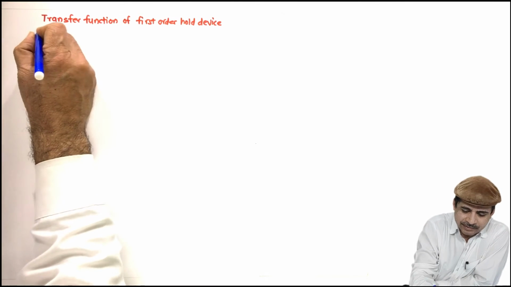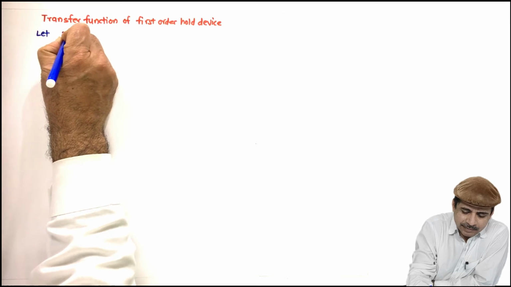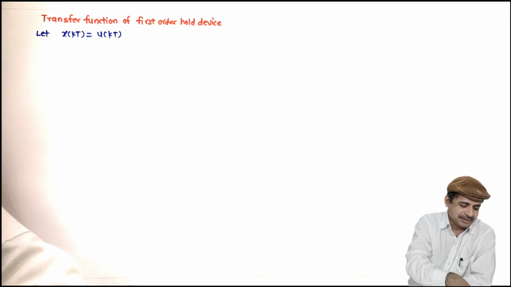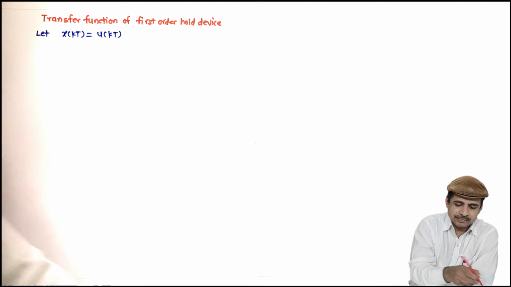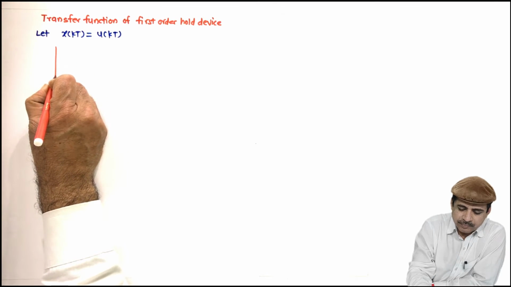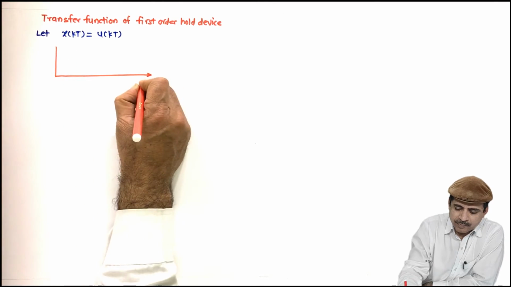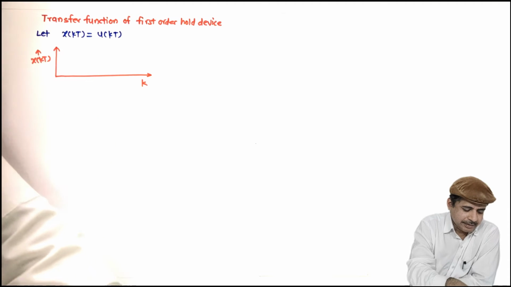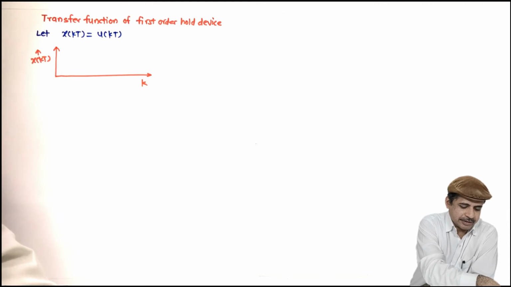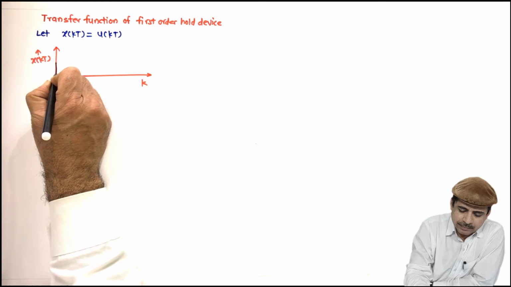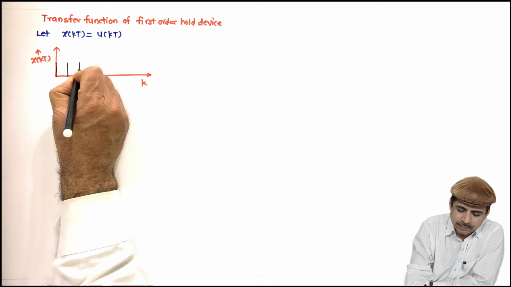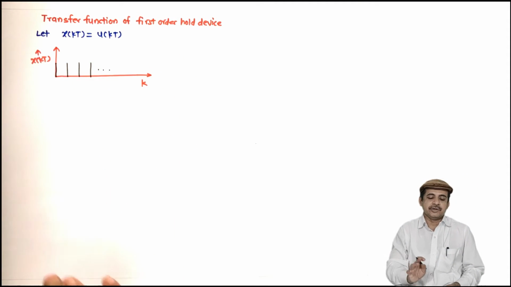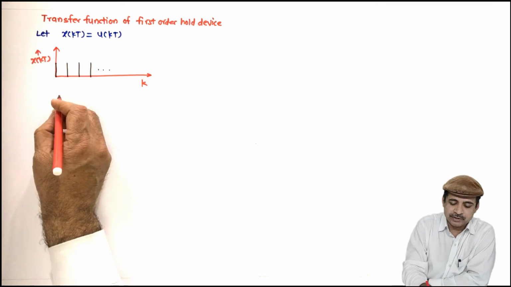So let us consider, let x of kT is u of kT, same signal. So what we have now is k, and this is x of kT, and x of kT is the unit step signal, discrete time unit step signal. So it is 1, it will be continuing. And now we have to generate the output signal y of t for this.